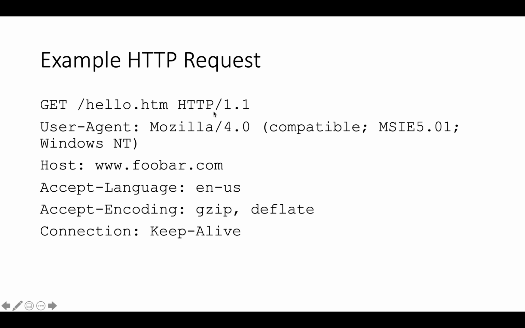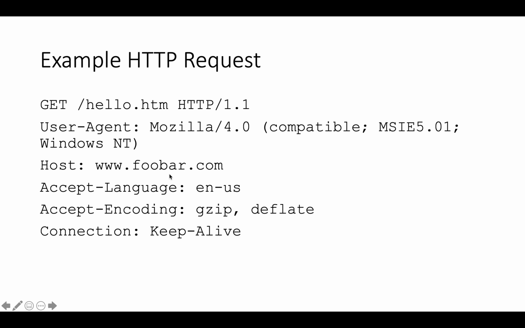This is the version of HTTP. The user agent gives a little bit of information about the browser that's requesting the resource, so in this case it's a Mozilla based browser running on Windows NT. These are all called headers. It's not super important to know exactly what this is. What is important to know is that every time you use your web browser to go somewhere, it's generating something that looks like this behind the scenes.